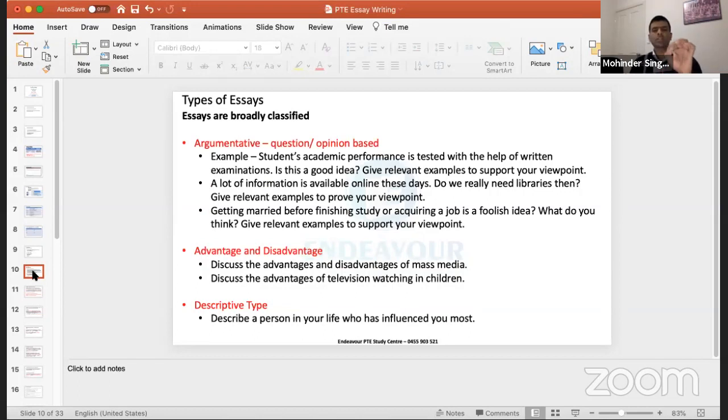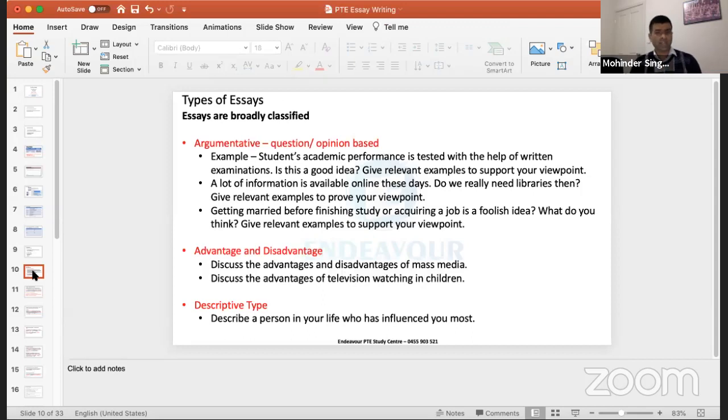Any topic in which they ask what do you think, or what is your opinion? In those essay topics, I want everyone to cover both sides. Let's have a look at the first example. Students' academic performance is tested with the help of written examinations. Is this a good idea? Give relevant examples to support your viewpoint. So here, the main noun phrase is written examinations.